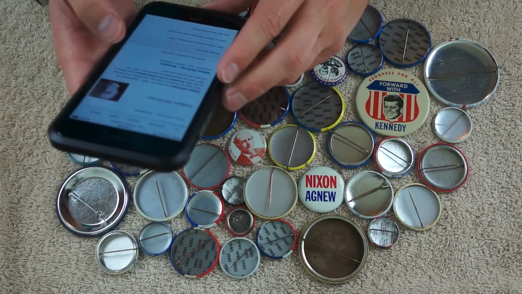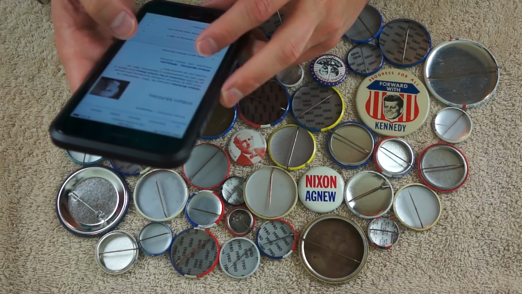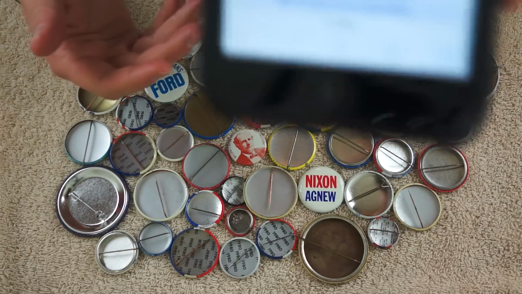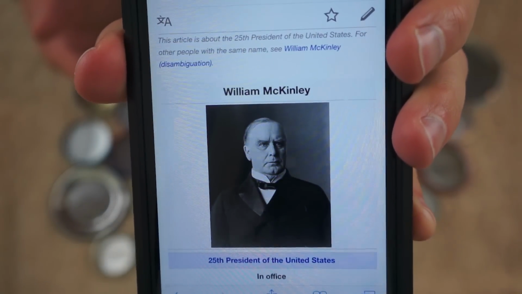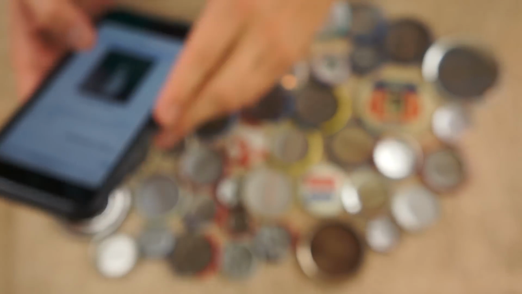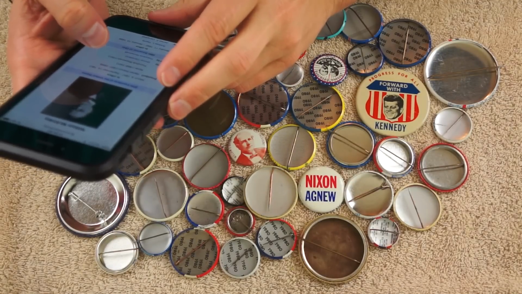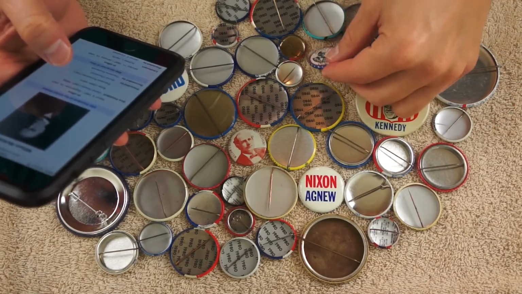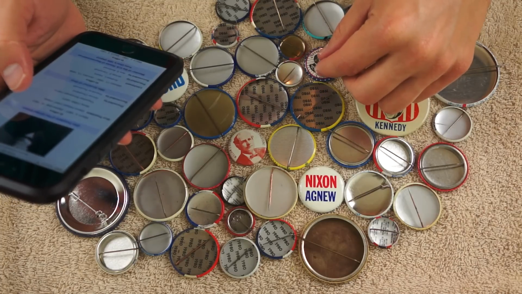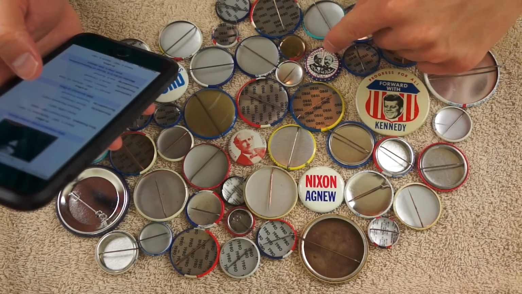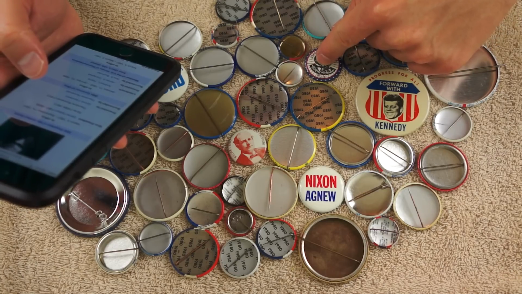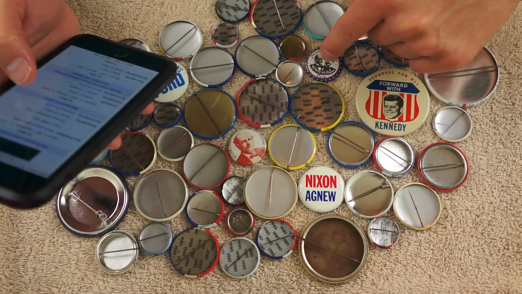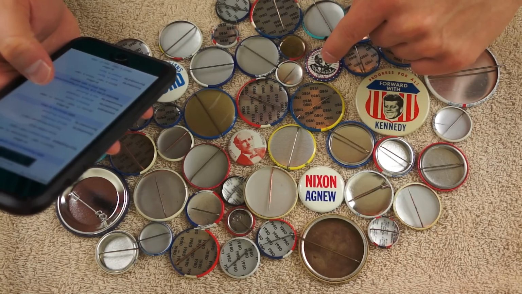William McKinley was an American politician who served as the 25th president of the United States. He looks very severe. He served from 1897 to 1901, so he was president at the turn of the century. His vice presidents were Hobart, who apparently either died or resigned, and then Theodore Roosevelt was also his vice president.